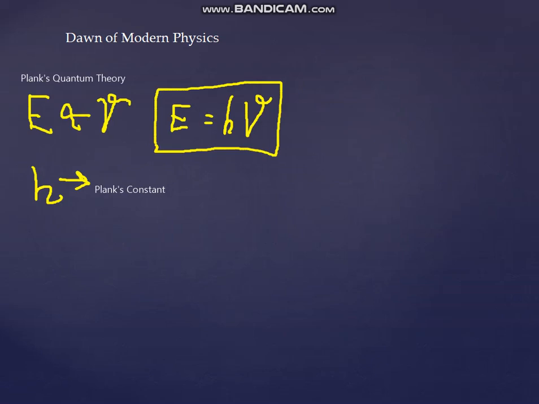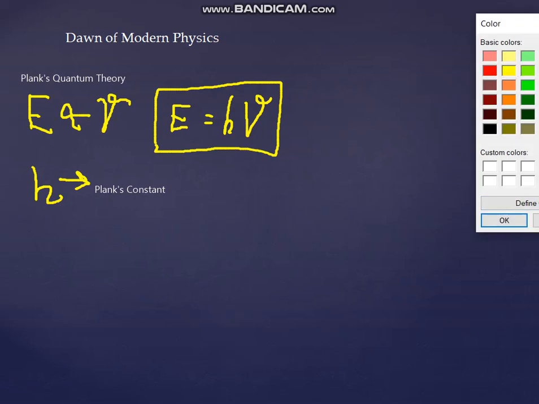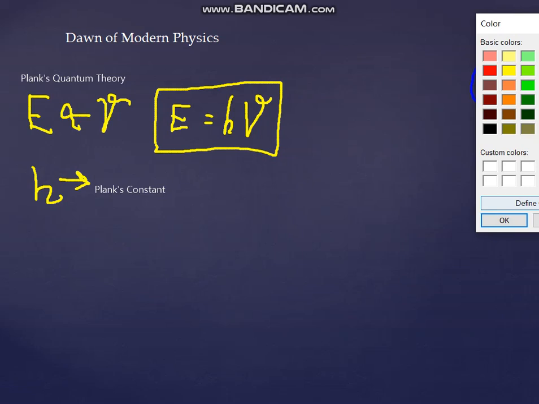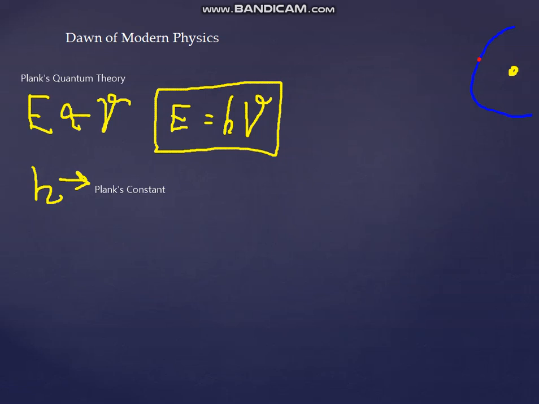So let's talk about Planck's quantum theory. I'll be drawing a diagram just to make the concept clear. Suppose the yellow dot that I put in the middle of this circle is the nucleus, and the blue circle around it is the orbit. And I'm going to be drawing an electron, which will be red in color. Okay, so here is the electron, a teeny tiny electron.